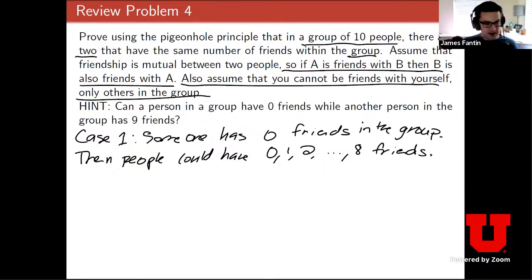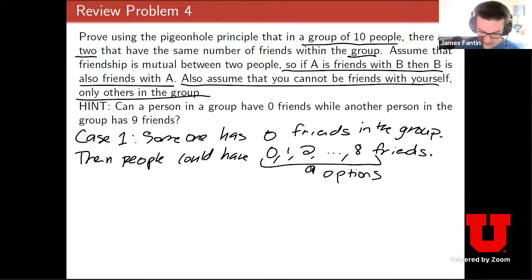So now we need to start thinking about how does this work? How is this working with the pigeonhole? If we're in this case, somebody has 0 friends. Does somebody want to suggest what might our boxes be here, and what might our objects be for this problem? I'm thinking boxes are number of friends you have, and the objects are the people, because 0 through 8 is 9 options, and so you're gonna have a duplicate. Yeah, that's perfect. That is a perfect explanation and idea.